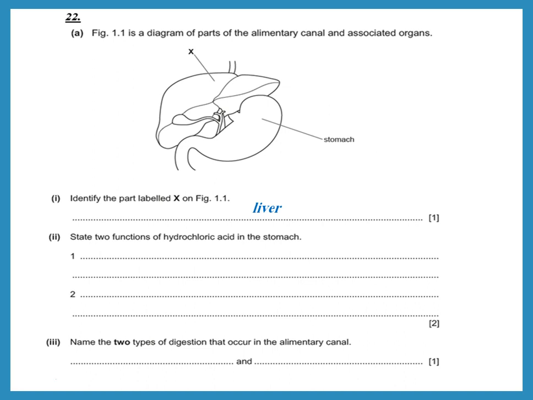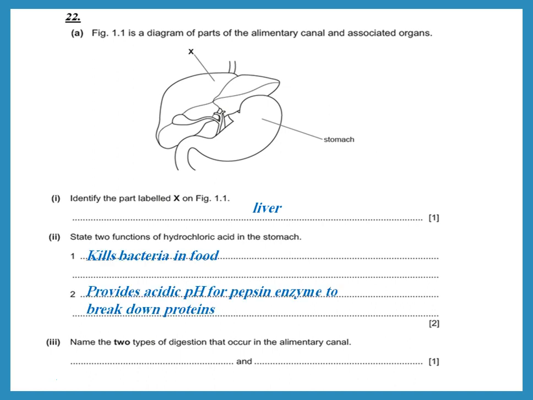State 2 functions of hydrochloric acid in the stomach. Remember, we said the stomach has hydrochloric acid. What is the function of hydrochloric acid in the stomach? First, it kills bacteria coming in with the food. And then it provides the acidic pH that is needed for the pepsin enzyme to act on the protein. So these are the two functions of hydrochloric acid.